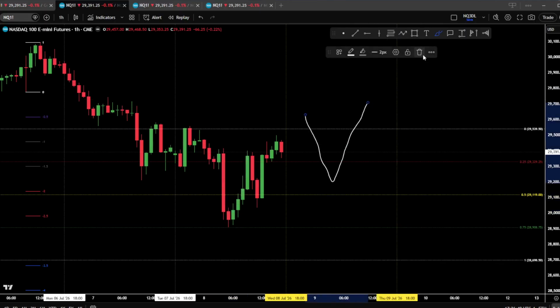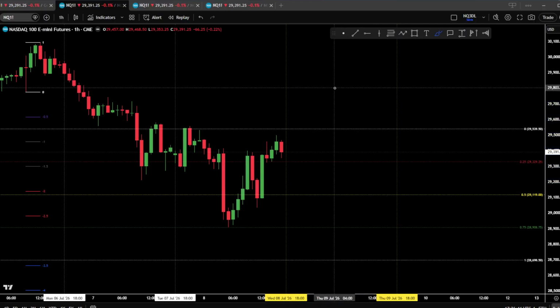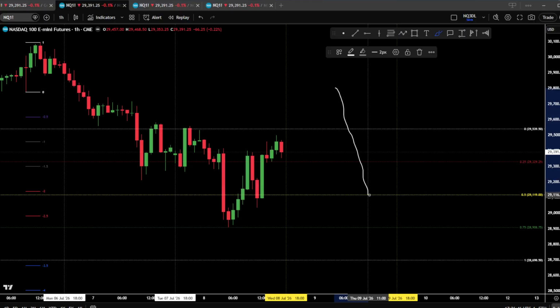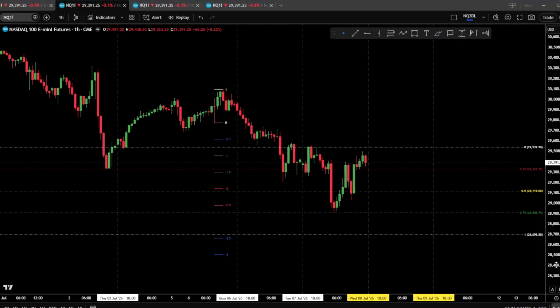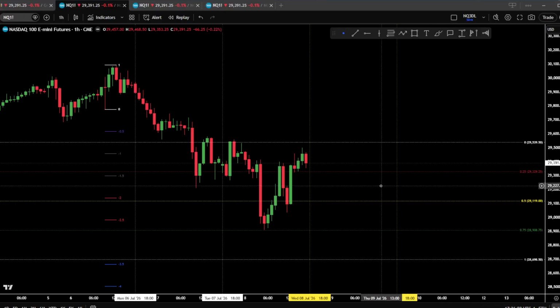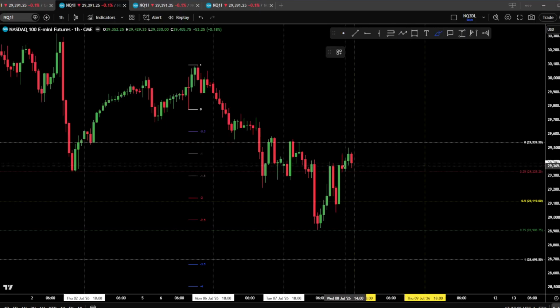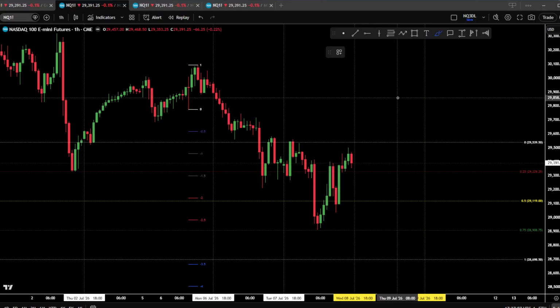This is a balanced price range. Price went from expansion to expansion. It offered price lower into discount targets, and once that was offered, it was immediately rejected higher. So I think there's a lot of narrative from this point on to be looking for premium targets.